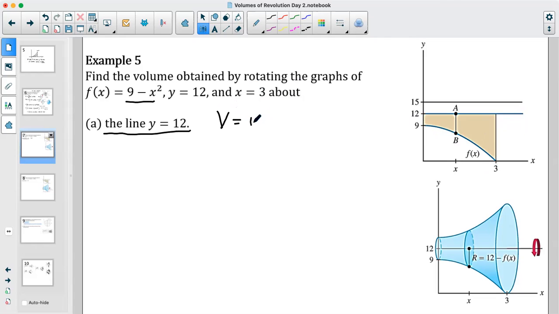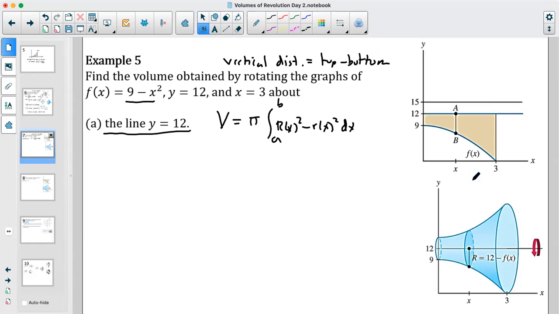I want you guys to really get your heads around the idea that these all have the same formula. I'm going to keep writing it so that you get the idea that we're using the same formula over and over again. Pi times the integral from a to b of big R squared minus little r squared. We're going to find these vertical distances by doing top minus bottom. It doesn't matter whether the thing on top is the straight line or the curve. It's just which one's on top, which one's on the bottom.